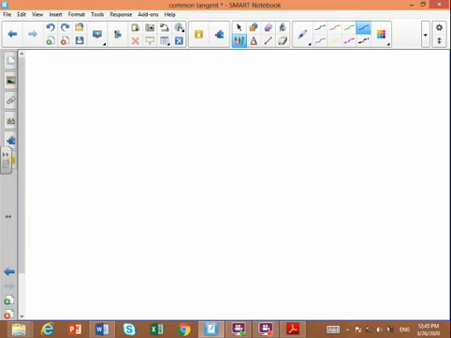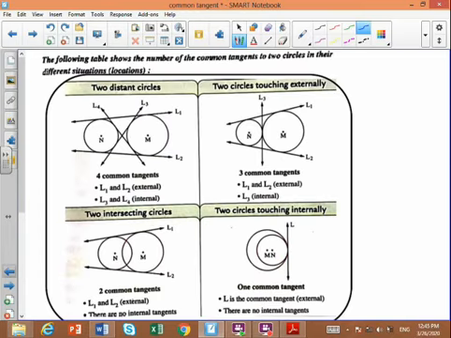And these are the different situations or locations for the two circles and the common tangents. If I have two distant circles, I have L1, L2, L3 and L4.